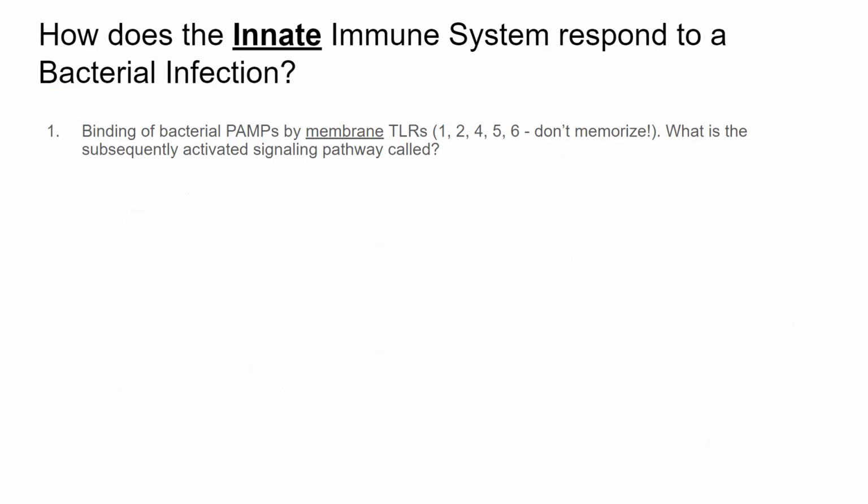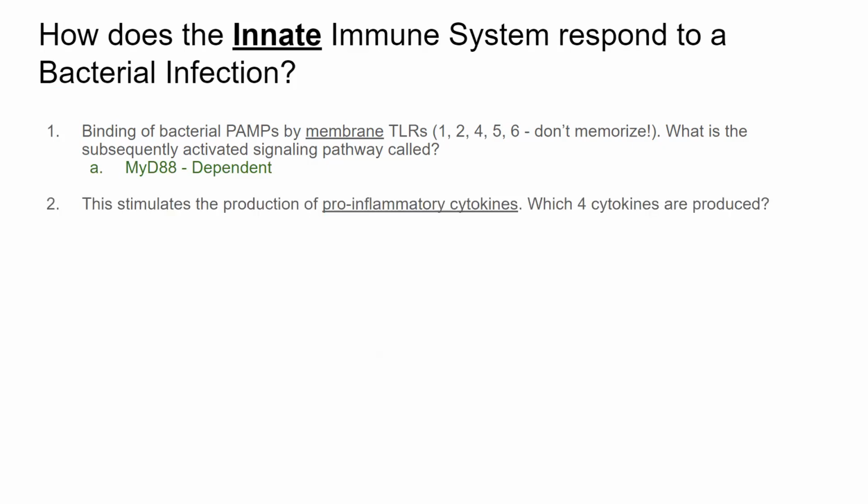But what is the signaling pathway that's activated? What's the name of it? MyD88, very good. Dependent, okay? It's dependent on MyD88. Good. Okay, so next, this stimulates production of pro-inflammatory cytokines. There's 4 big ones, okay? This is a bit of a stretch, this is a tough question, but can anyone think of a cytokine that's produced?